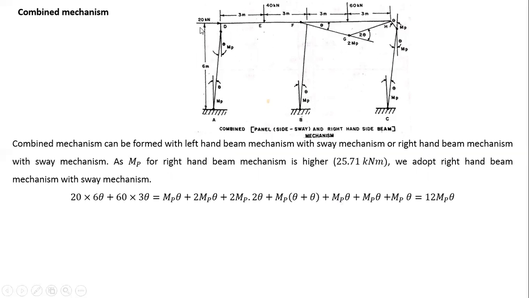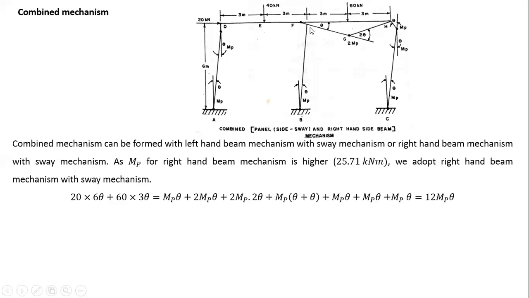So this is equal to how much? This one is your 20 into 6 theta. Right beam mechanism here, it is again 60 into 3 theta, 60 into 3 theta. This is equal to MP theta. Let us start from here. Now I will consider these three hinges in the last. So first one here, this is your MP theta. Then come here. Now here you will see that we have a joint mechanism.